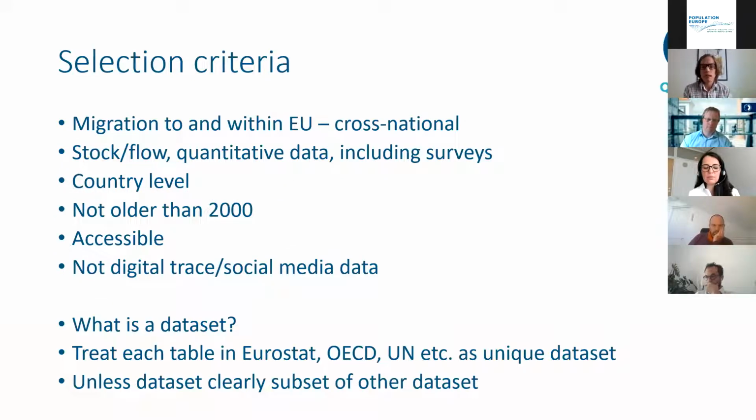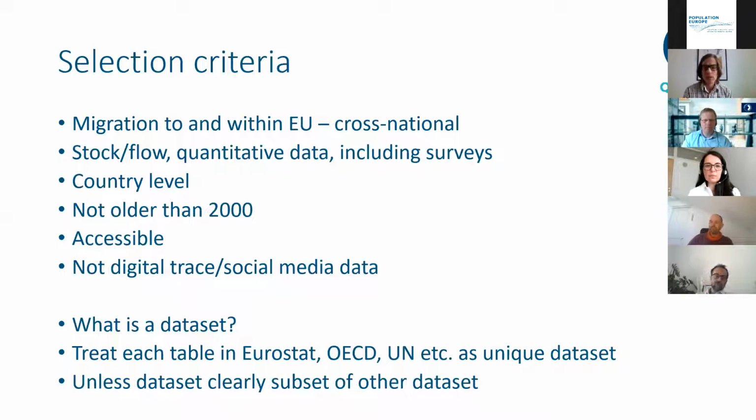So which data sets did we include? First of all, this data inventory is really focused on EU migration. So we included data sets that cover migration to and within the EU. Also, data sets need to be cross-national in that they need to cover at least 2 EU countries. Another criterion is that, of course, it needs to be either stock or flow migration data, so quantitative data, in which we do also include somewhat smaller scale surveys that, for instance, are conducted by academic researchers.